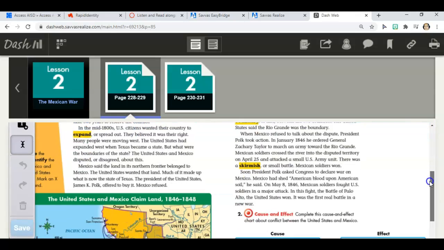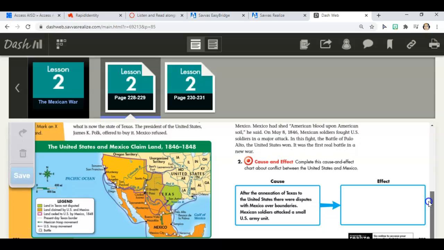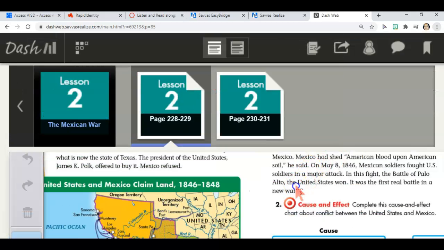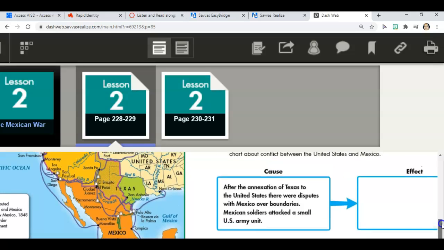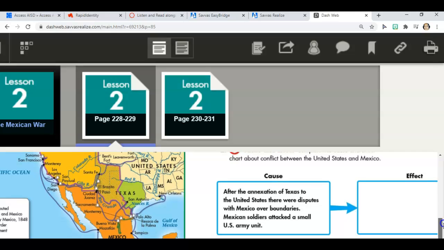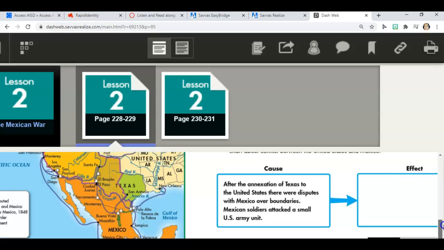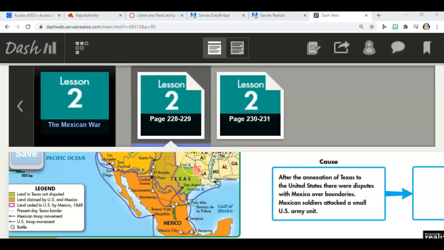All right, so let's talk about this land. I don't know about you guys, but this is really hard for me to see. Alright, so here goes our little map.